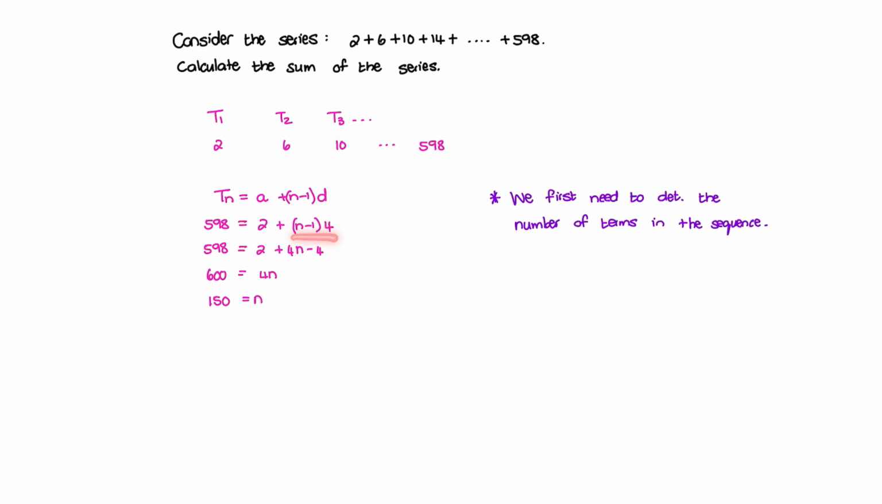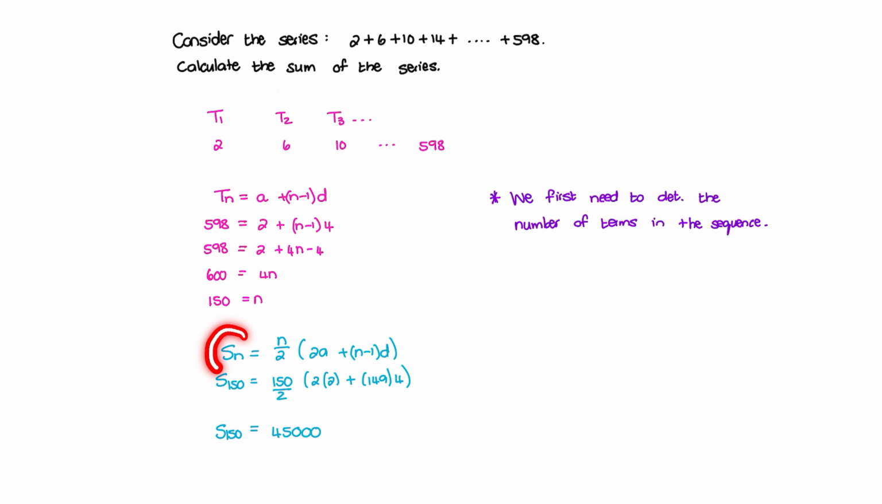So first we substituted, then we multiplied out 4 with n minus 1 to get to 4n minus 4. Then I moved the 2 and the negative 4 to the left-hand side, and that became 600. So it's 598 minus 2 plus 4, and that is equal to 600. On the right-hand side, then, we are left with 4n, and I divide both sides by 4. And then we have n is 150. So the amount of terms in this pattern is 150 terms.